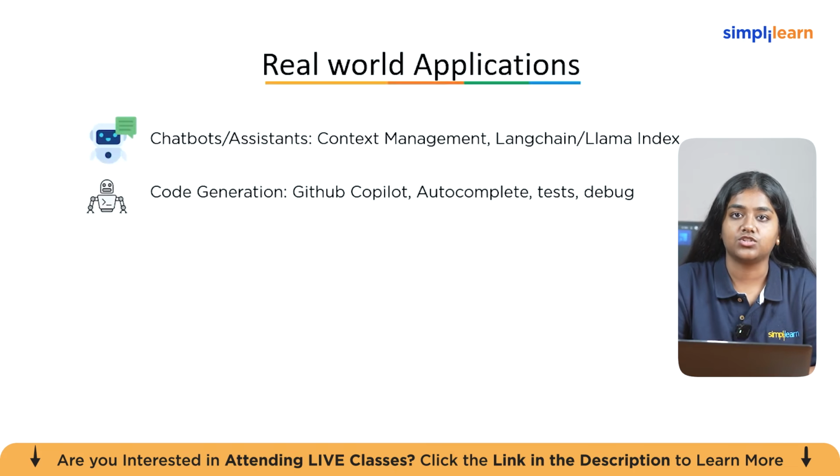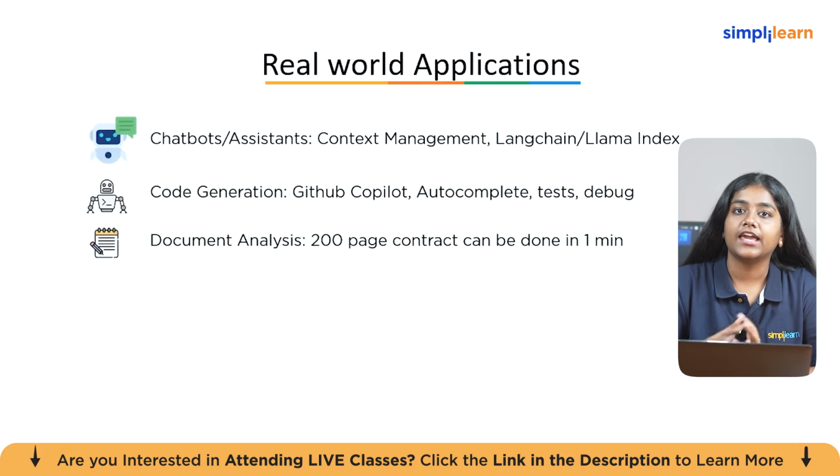The next one is code generation: GitHub Copilot, autocomplete, and testing. AI tools can generate code, suggest completions, and help developers write programs faster. They also assist in identifying errors, writing test cases, and debugging issues. This boosts productivity and reduces manual effort. Next one is document analysis. AI can quickly process large documents and extract key information within seconds. It helps in summarizing, identifying important clauses, and analyzing data efficiently. This saves time compared to manual reading.